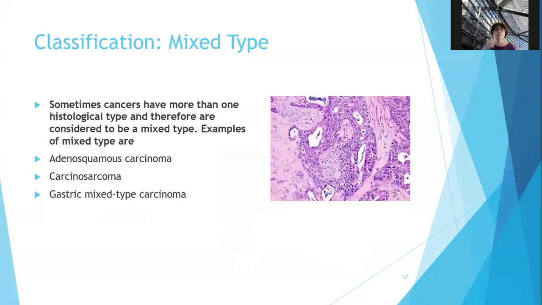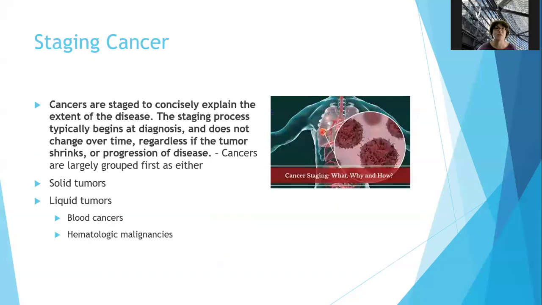A mixed type, sometimes there's more than one tissue involved, and that's considered a mixed type. So adenosquamous carcinoma affects epithelial and squamous tissues. Carcinosarcoma affects multiple tissues. There's gastric mixed type carcinoma. So it just means miscellaneous. It affects more than one type of tissue.